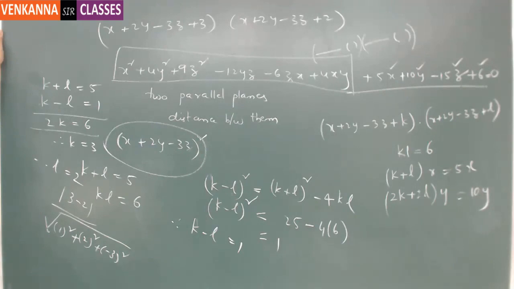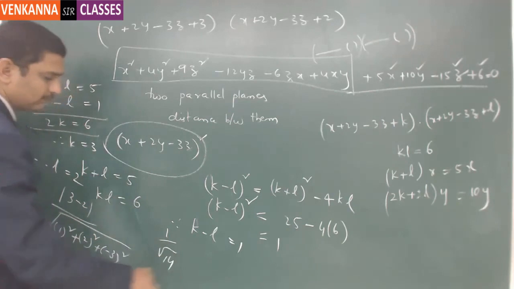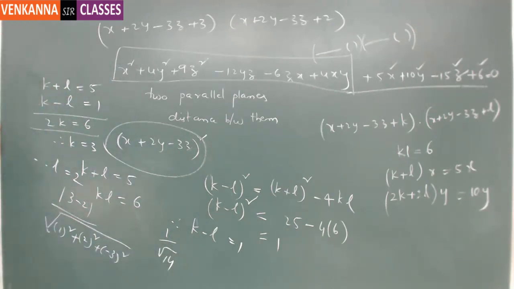So 1 by root 14 is the answer for the distance between the parallel planes.